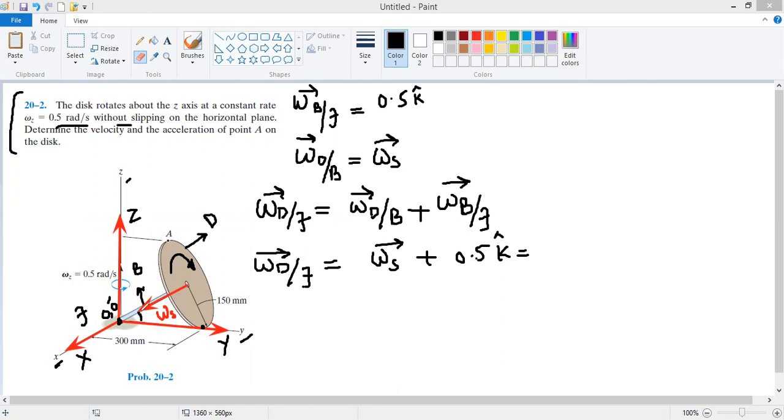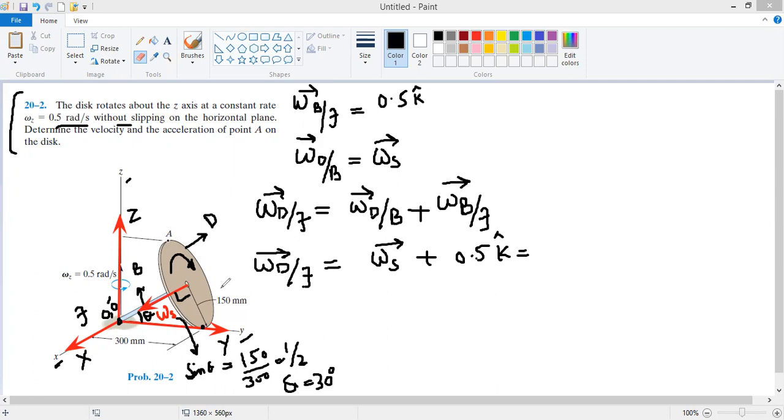Let's suppose this angle is theta. If you look at this right angle triangle, this is 90 degrees, this is the hypotenuse, and this is the base. Then sine theta is equal to the perpendicular, that's 150, divided by the hypotenuse, that is 300, which equals 1 by 2. So theta is equal to 30 degrees. We can cross-check that sine of 30 is equal to 0.5.